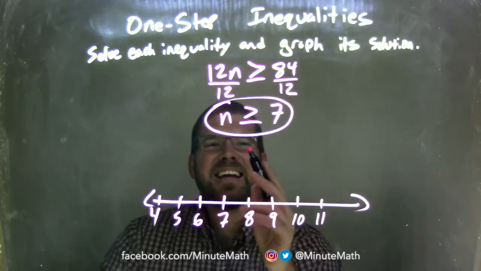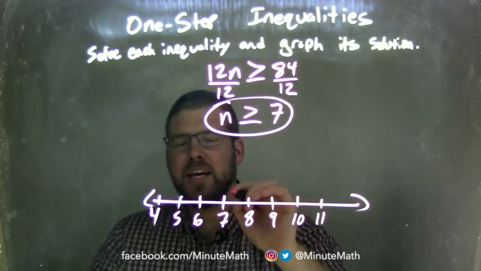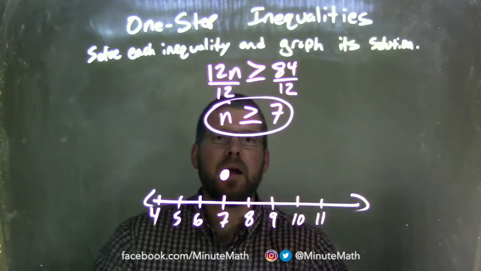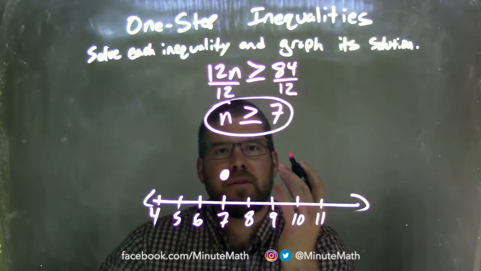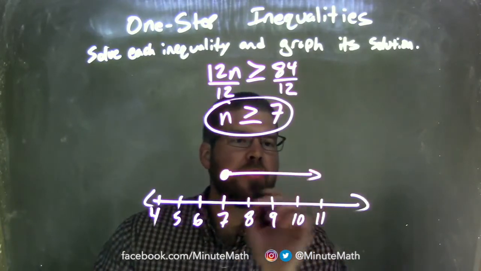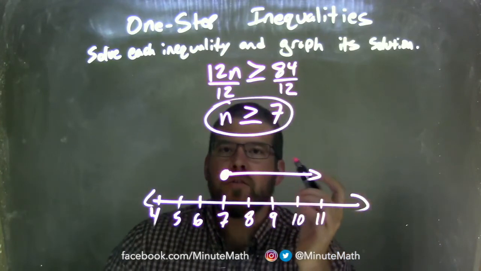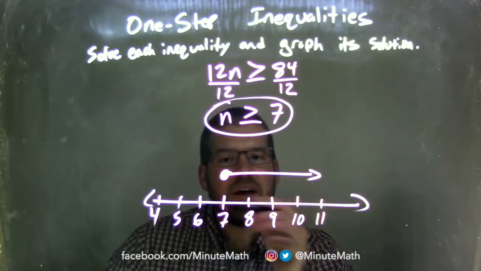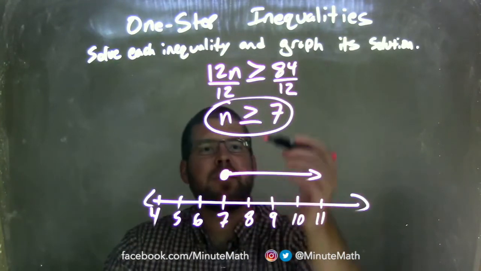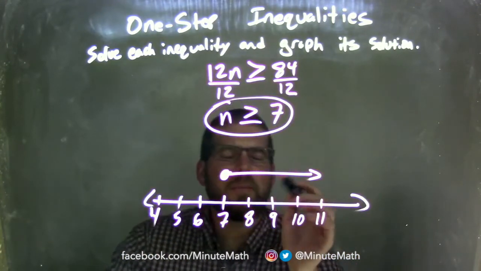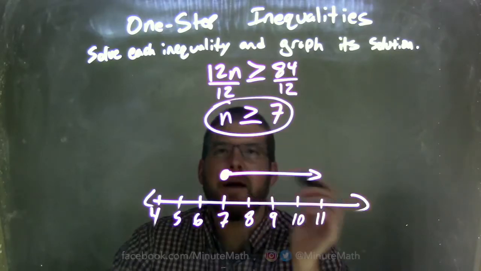Well, since n can equal 7, I need a closed circle at 7. Okay? Then n is greater than 7, right? So I make my arrow to the right, all the values where n is greater than 7. Okay? So now I have n is greater than or equal to 7 represented in the graph, and it matches my final answer, which was n is greater than or equal to 7, right? And this graph represents all values that n can be, okay?